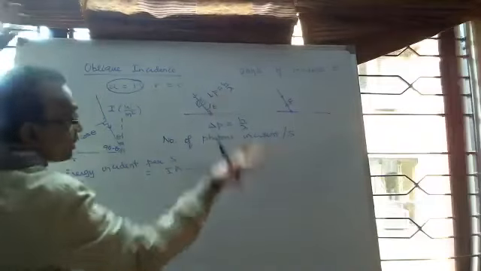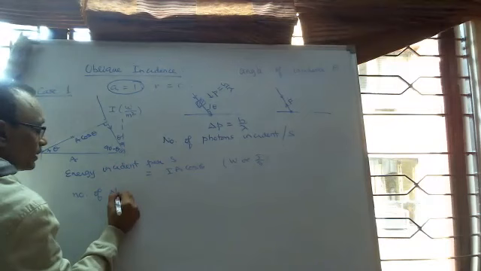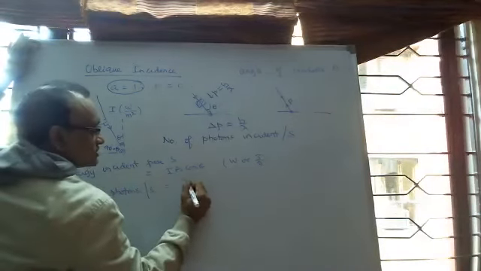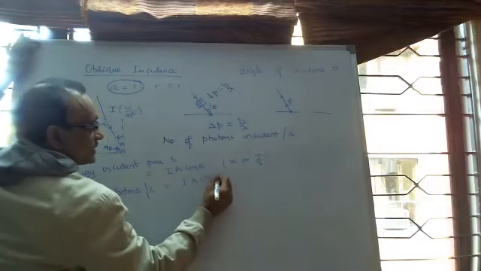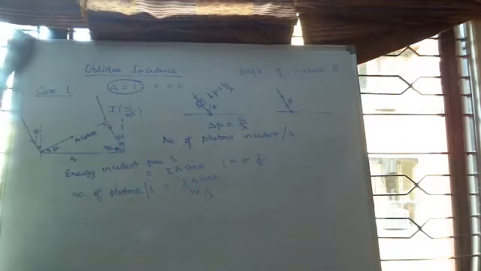इतना एनर्जी में कितना फोटॉन्स होना चाहिए? Number of photons per second would be energy incident per second divided by energy per photon, which is hc by lambda. Number of photons falling per second. ठीक है?